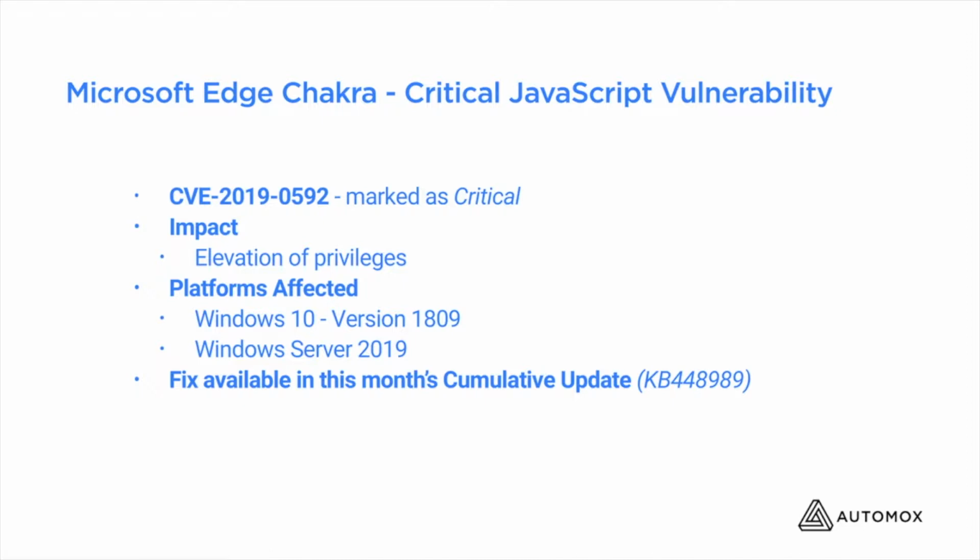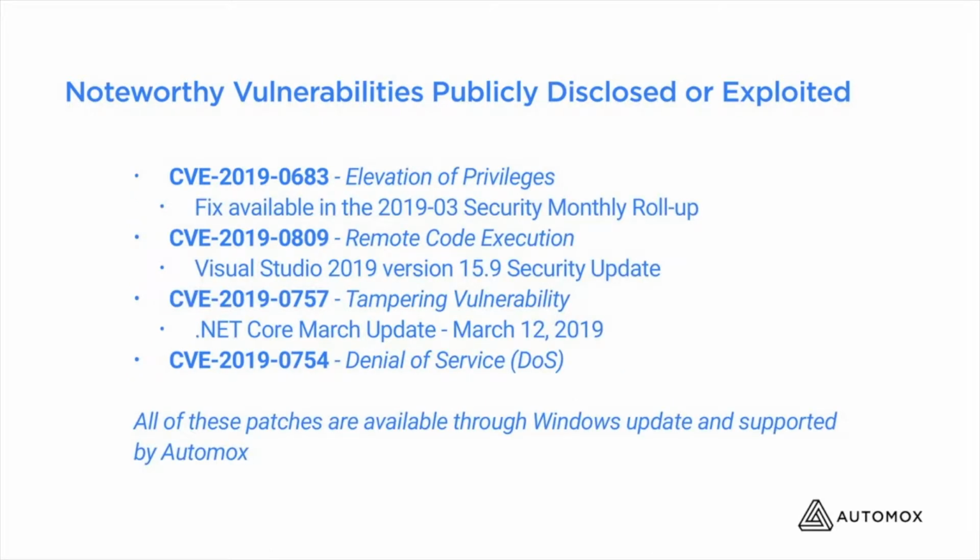So the fix is available in the cumulative update as well. The next thing we'll talk about is noteworthy vulnerabilities that have been publicly disclosed or exploited. These are vulnerabilities that are public knowledge, and that makes them dangerous because people know about them. The more information you have on something, the more you can exploit it. Now, none of these vulnerabilities from the last update have actually been exploited, but they are publicly disclosed, so they are vulnerable to be exploited.